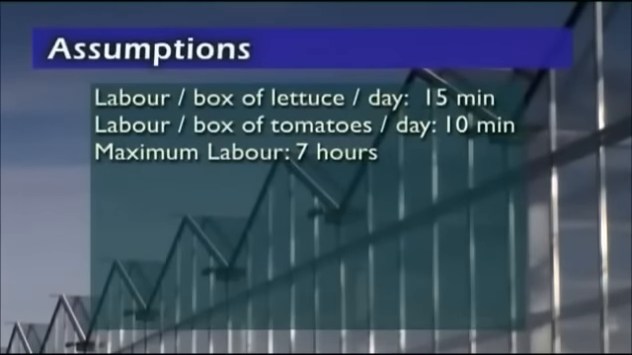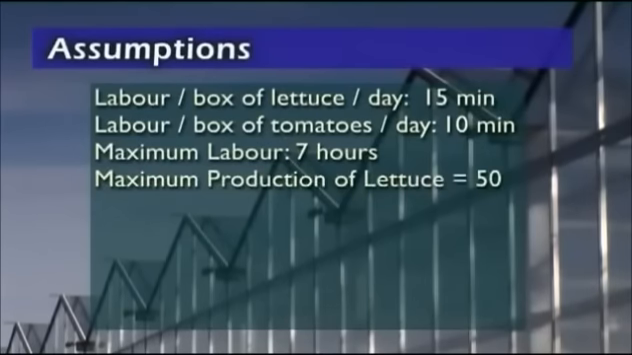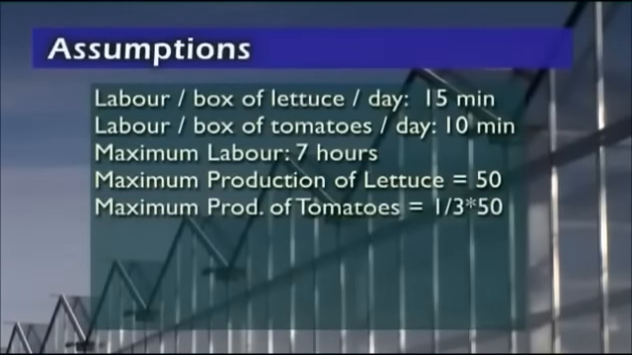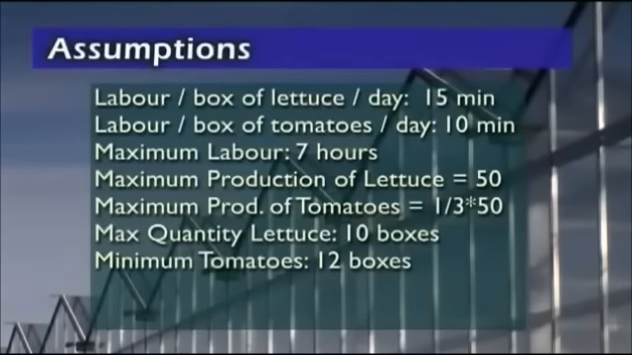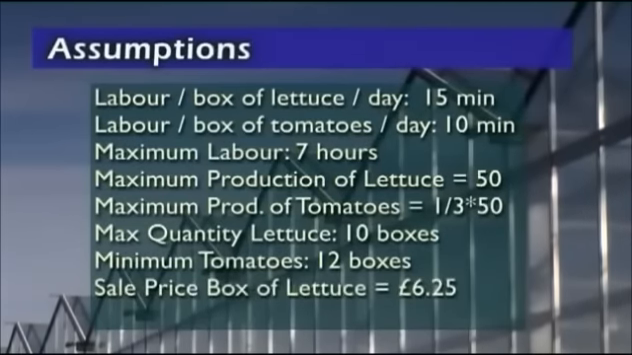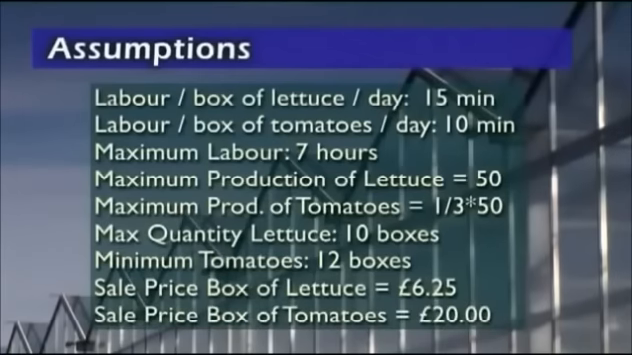Let's also assume that the greenhouse space set aside for the trial can produce up to 50 boxes of lettuce. Tomato plants being larger will yield a third as many boxes in the same greenhouse space. He's not confident of selling the lettuces in large quantities, so he's decided on a maximum of 10 boxes. Since he can always sell the extra tomatoes, he wishes to grow at least 12 boxes of them. He could get £6.25 for each box of lettuces and £20 for each box of tomatoes.